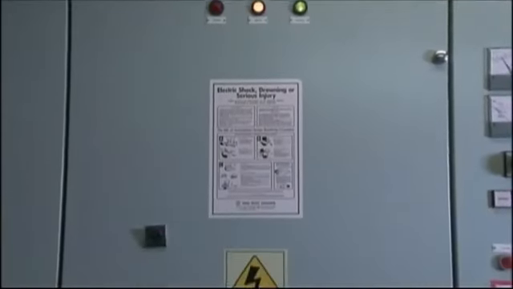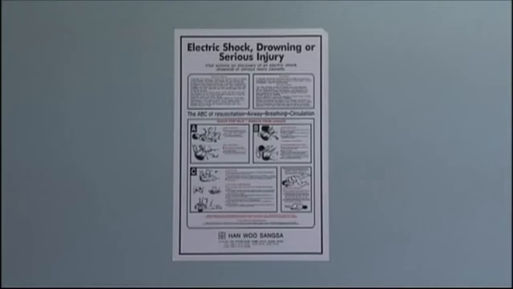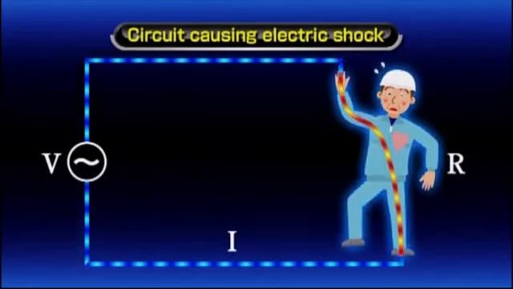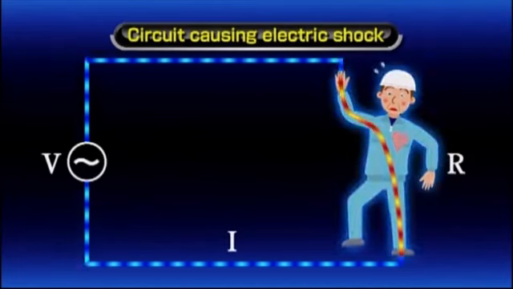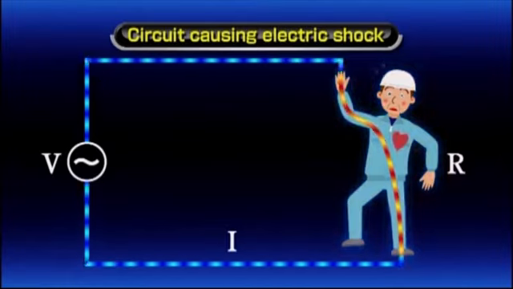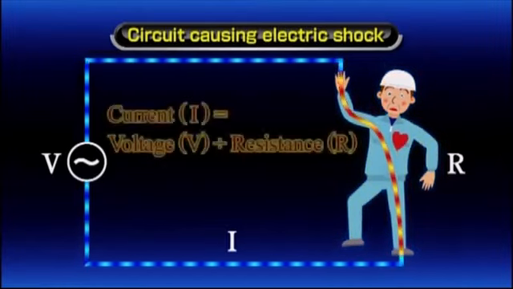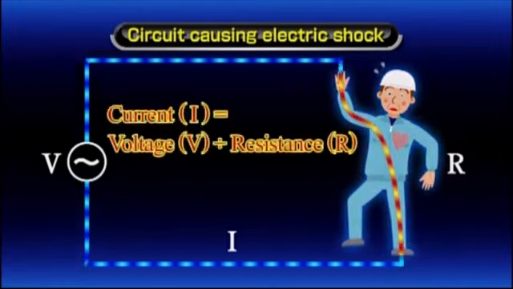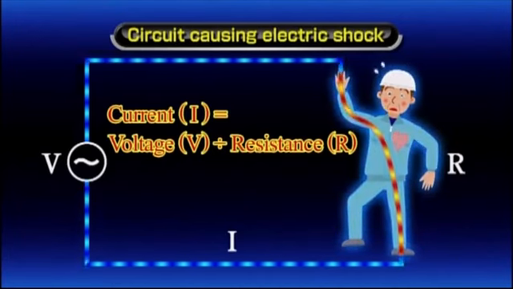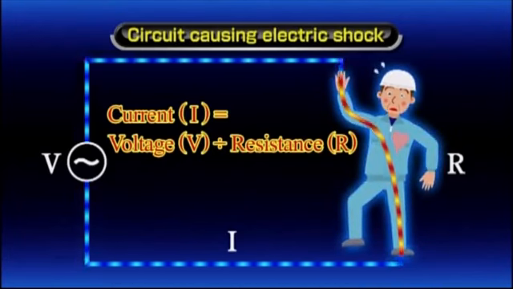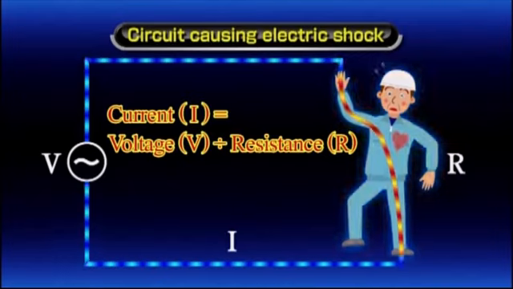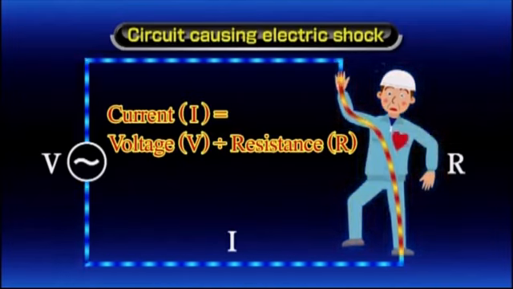Please remember that when you're handling a switchboard, you are always at risk of electric shock. Electric shock refers to damage caused by an electric current when it passes through the human body. Ohm's law assigns values to the electric current flowing through the human body, which will vary according to voltage and the body's electrical resistance.